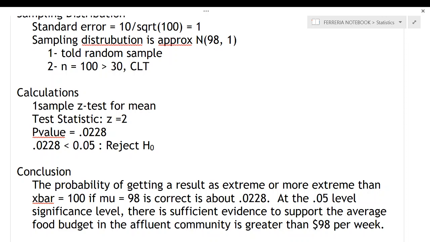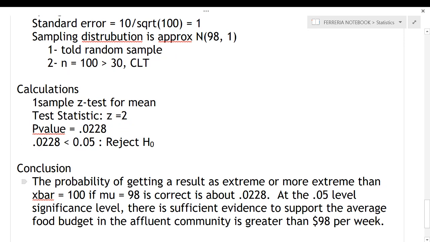Somewhere in the problem, do we just state that alpha is 0.05? It's stated for us, and we're putting it right here anyways, 0.05. It's also here, 5% level of significance.